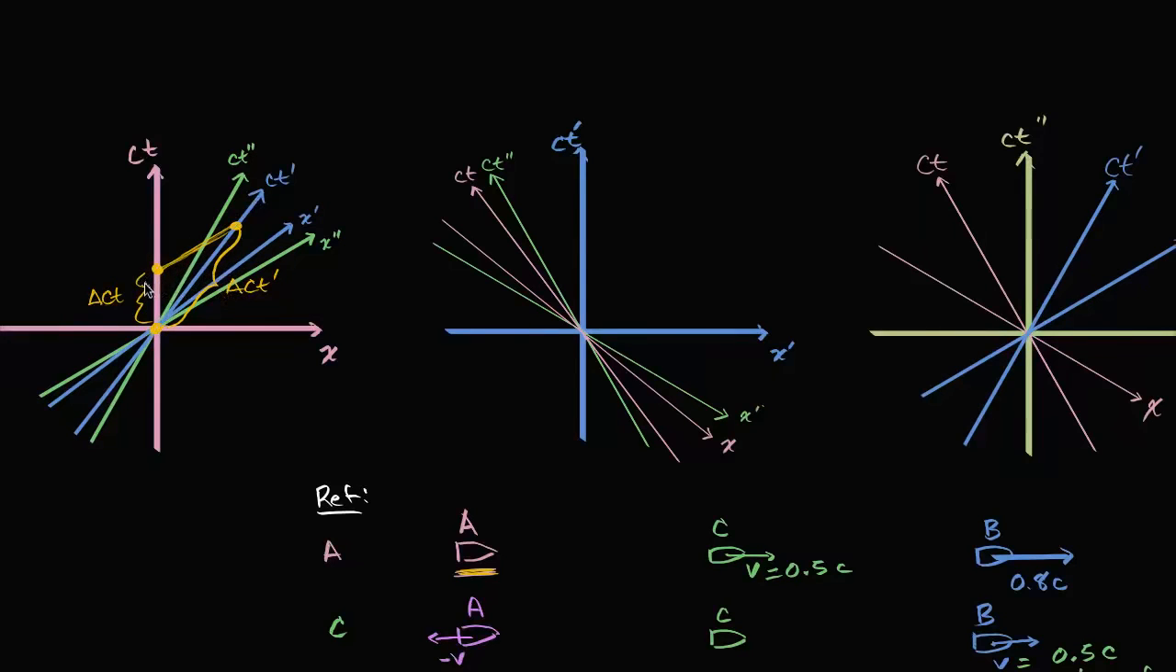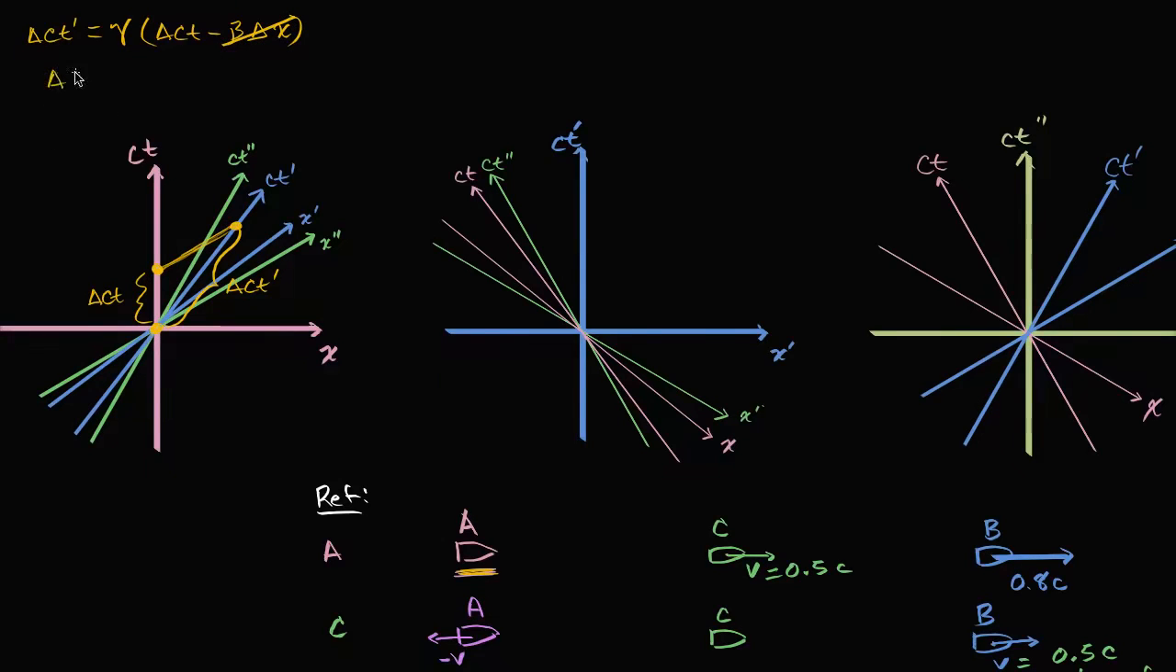But we can actually verify algebraically that our change in CT prime is going to be larger than our change in CT. And we just have to look at the Lorentz transformations to realize that. So our change in CT prime is going to be equal to the Lorentz factor times our change in CT minus beta times our change in x. We've seen that multiple times before. Well, our change in x is 0. It looks stationary in our frame of reference, so that term is 0.